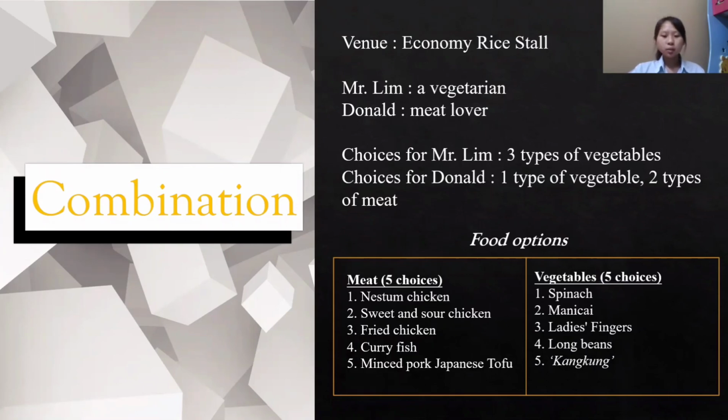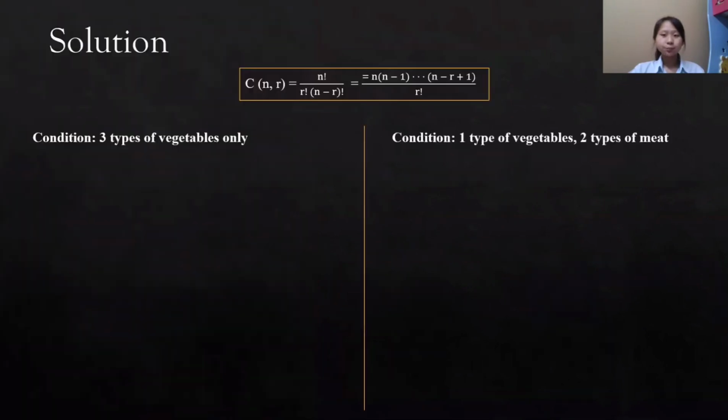Therefore, how many possible combinations of food are there for Mr. Lim and Donna? For this problem, we are to use combination. The formula is n factorial over r factorial times n minus r, the whole thing factorial, where n equals the number of objects in the set and r equals the number of objects that are chosen. Factorial is the product of all positive integers less than or equal to the number preceding the factorial sign.